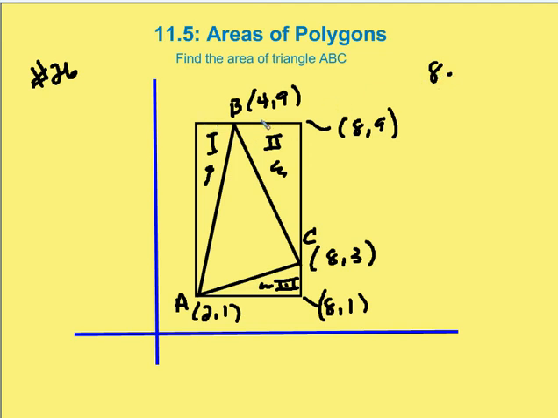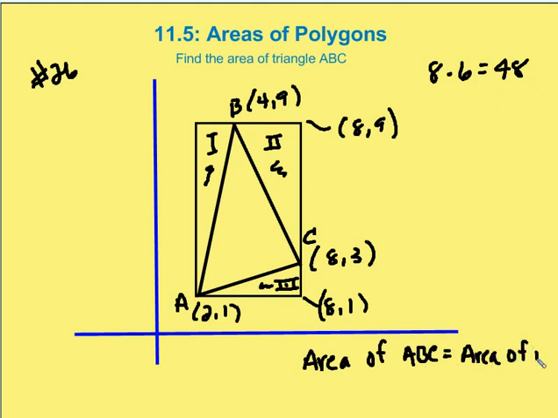And I'm going to multiply it by the width here, and I'm going to subtract the x values. I know the left corner is 2 and the right corner is 8. So I know that the width of the rectangle is going to be 6. So the area of the rectangle is 48. So let's just write out area of ABC is equal to area of the rectangle, we'll call it R, minus the area of triangles 1, 2, and 3.